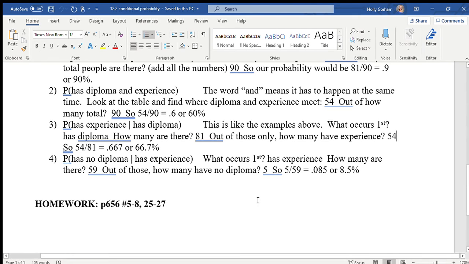So your homework is there on page 656. It's going to be very similar to this 1 through 4, so just keep these out so that you can reference back to them.